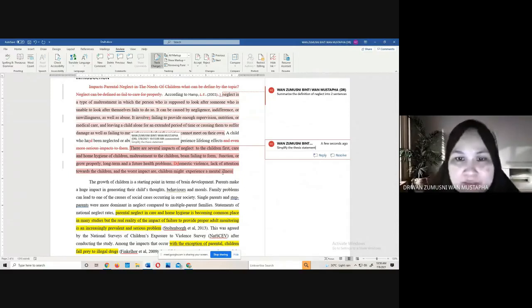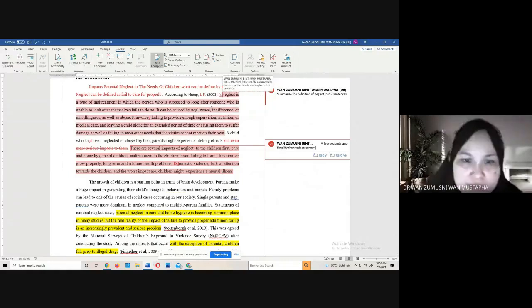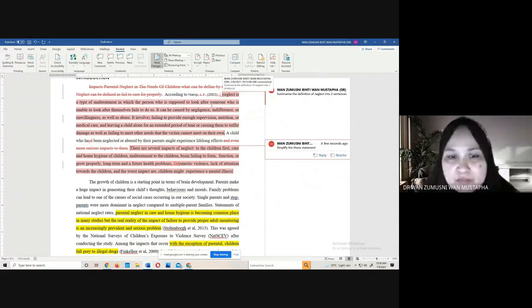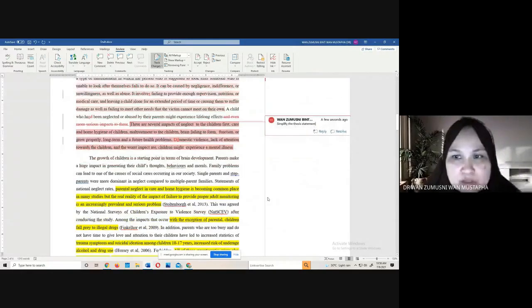2 lines definition. One is what are the types of neglect, and then the thesis statement. You can make it general thesis statement. Okay, so make it shorter. The introduction should be a little bit shorter. So let's look at the first body paragraph.